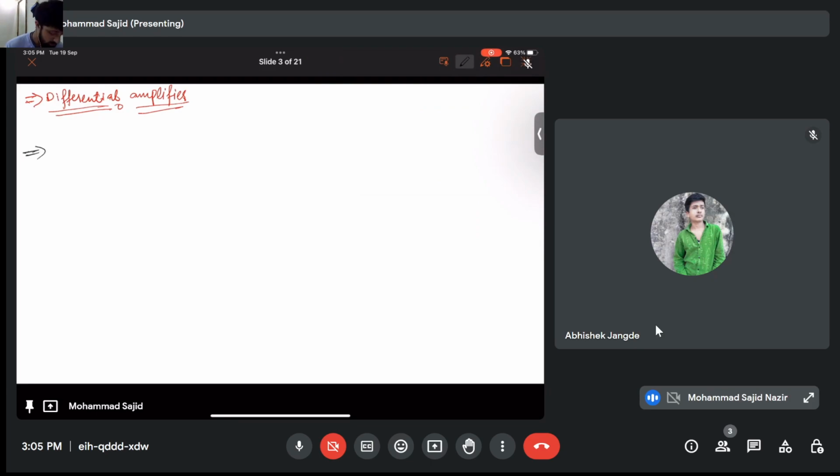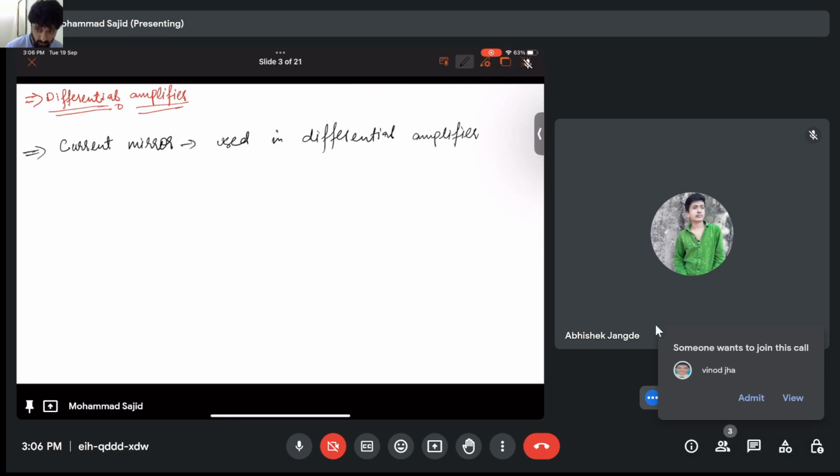Okay, so in this session, we will briefly discuss differential amplifiers, why they are used, and how they operate. We had studied current mirrors in the previous session, and these current mirrors will be used in differential amplifiers.